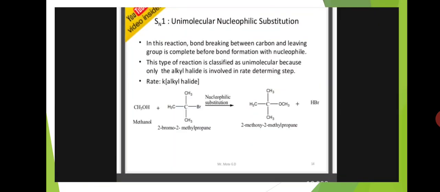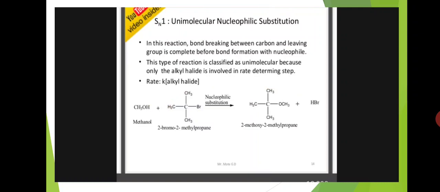Nucleophilic substitution reactions are of two types, as we already discussed: the SN1 reaction and the SN2 reaction. SN1 means unimolecular nucleophilic substitution reaction. Unimolecular means in this reaction the bond breaking between carbon and the leaving group is complete before bond formation with the nucleophile.